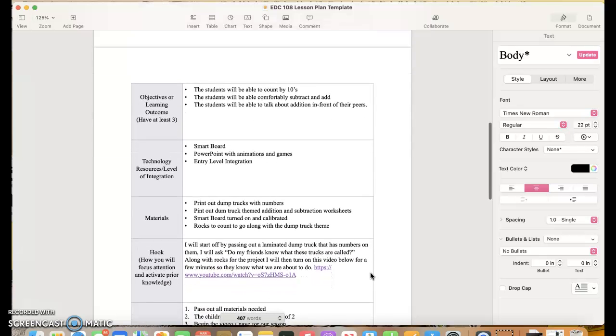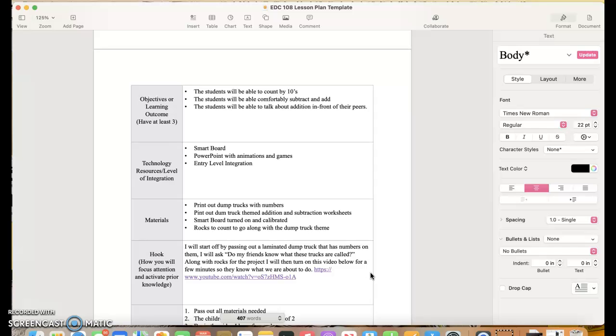Objectives. The students will be able to count by tens. The students will be able to comfortably subtract and add. And the students will be able to talk about their addition in front of their peers. The technology I'll be using is a smartboard, PowerPoint with animation and games, and it's entry-level integration.